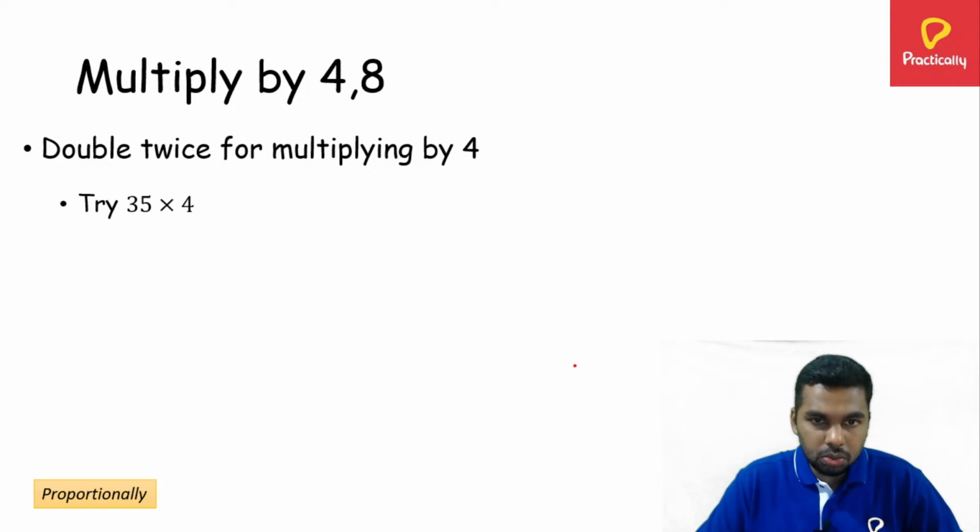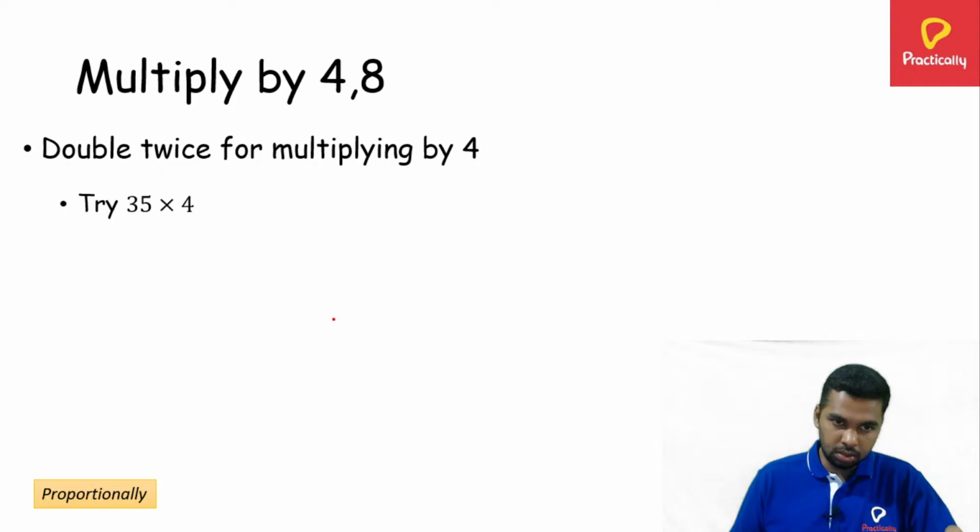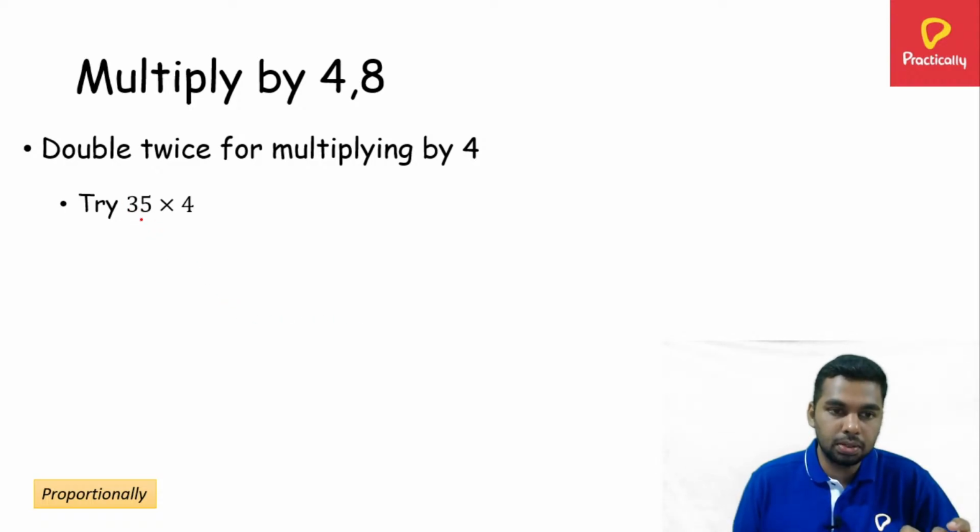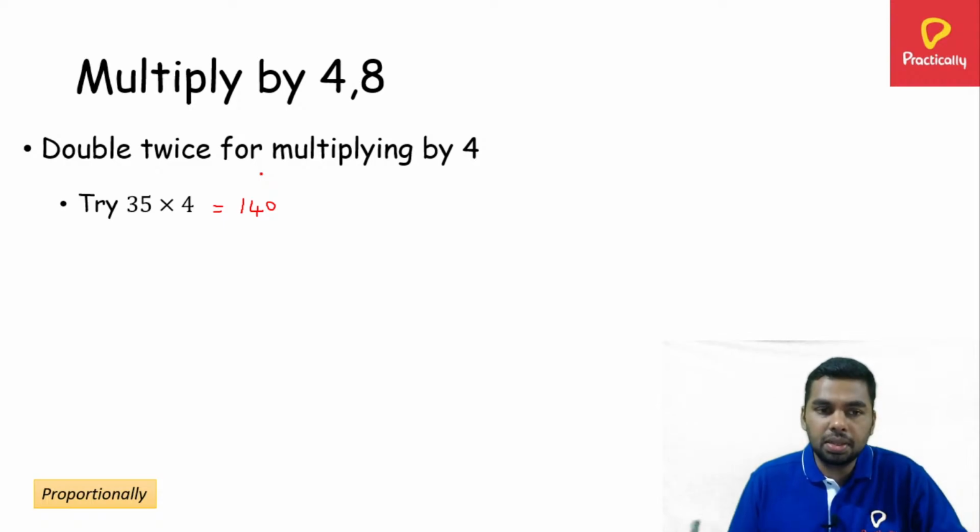So, double twice for multiplying by 4. We have already seen how to do this. This is just some simple more examples on the same thing. The double of 35 is 70. If you double 70 again, it is 140. You can do everything in your mind right now, right?